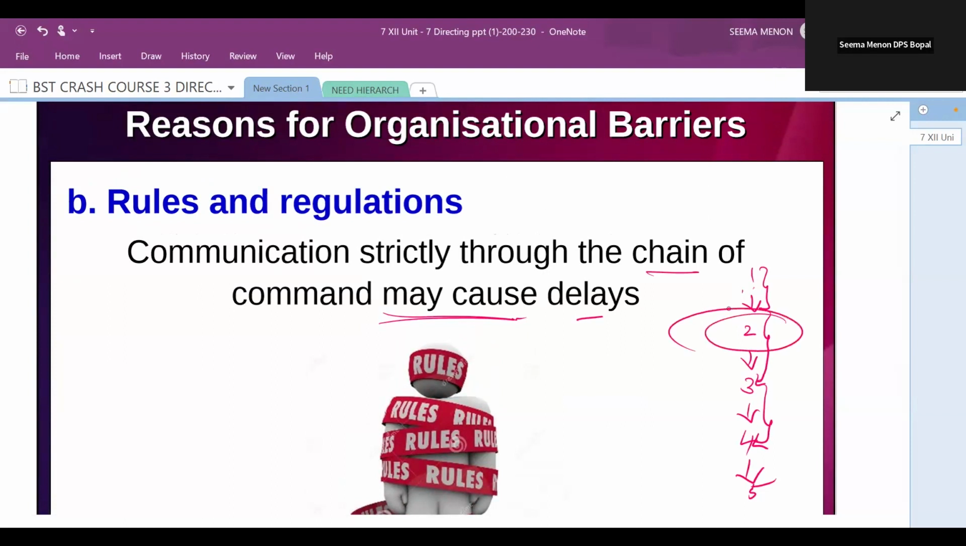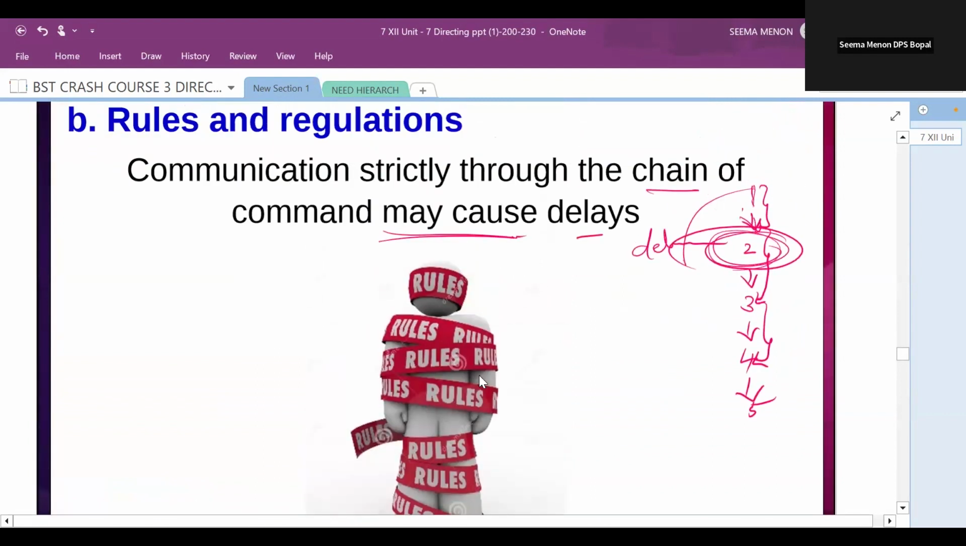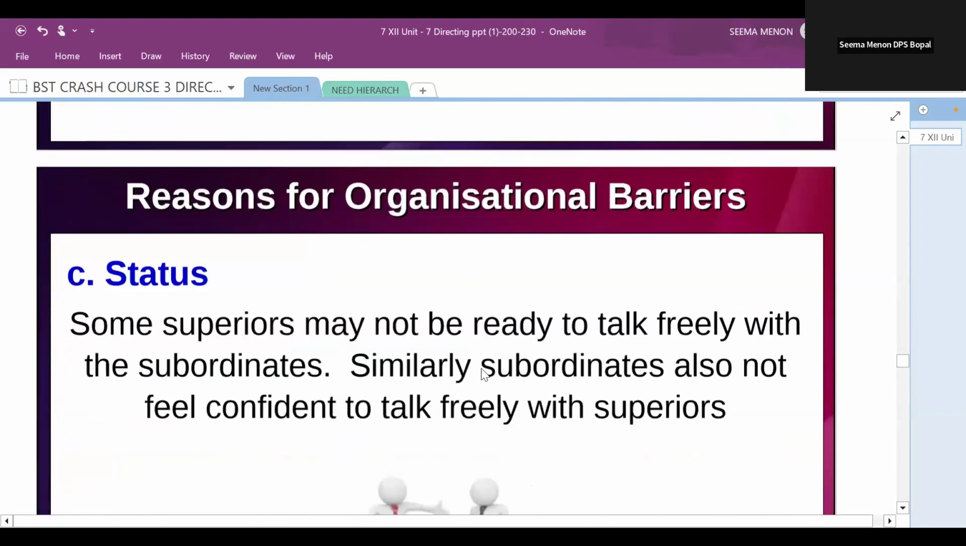Suppose this 2 is out of station, then 1 will wait until that level 2 manager or officer, whoever it may be, is present. So automatically what can happen? Delay can happen. That is, rules and regulations strictly followed through the scalar chain. There can be delay in the communication.